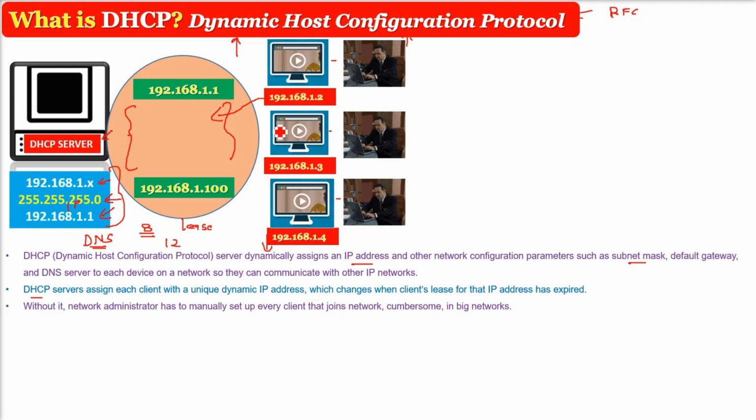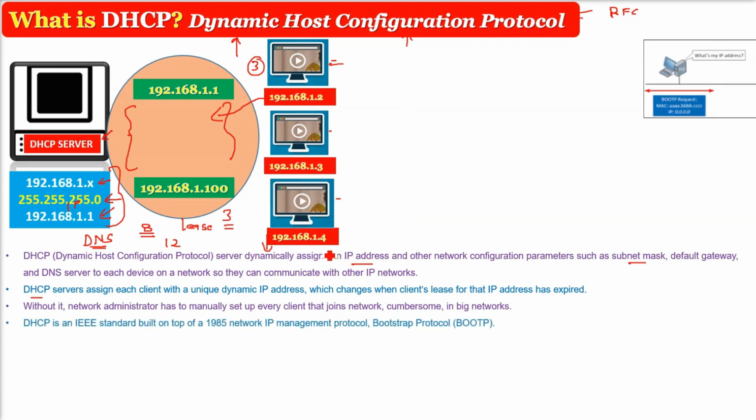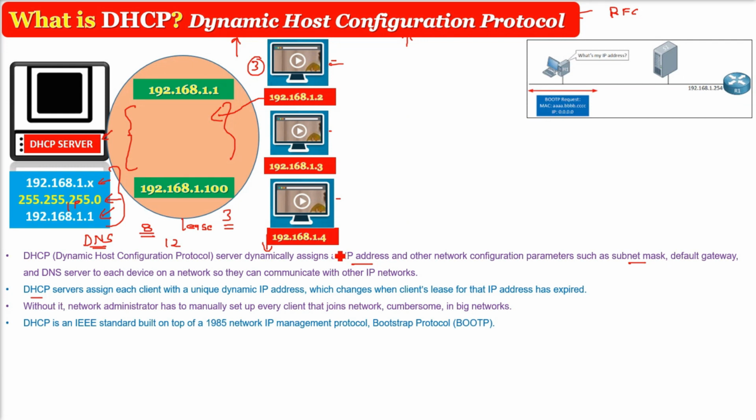What will happen as a network administrator? Whenever a system or computer joins a network, you have to feed it manually, without DHCP. It can be 3 computers, it can be 3,000, it can be 3 million. In big networks, you cannot enter IPs manually. It is unmanageable, unsustainable. That is why DHCP is all about dynamically assigning the IP to all the computers on the network.